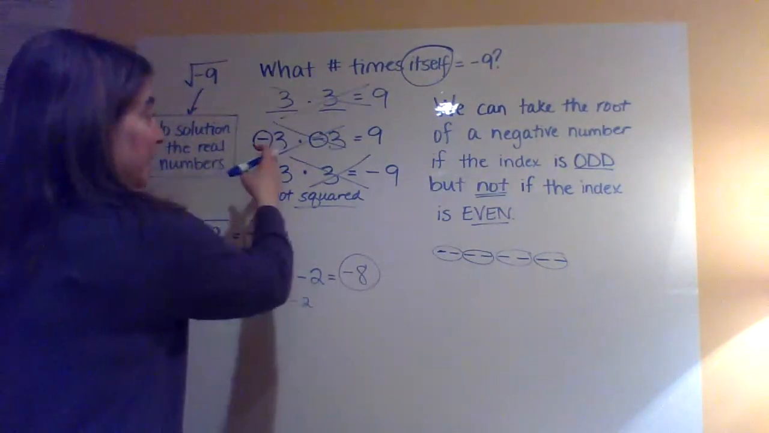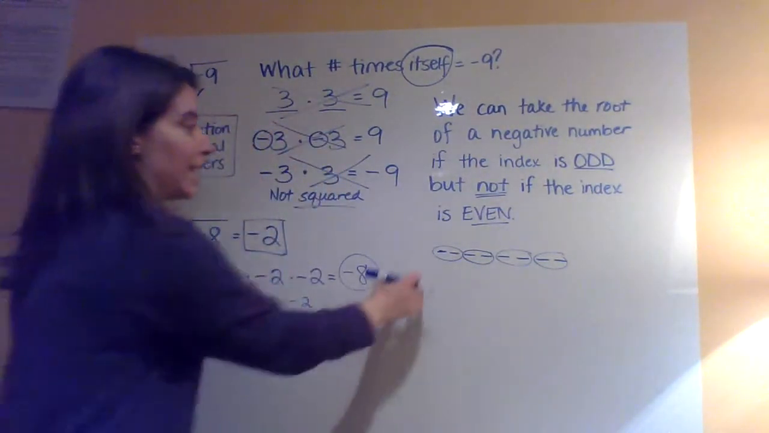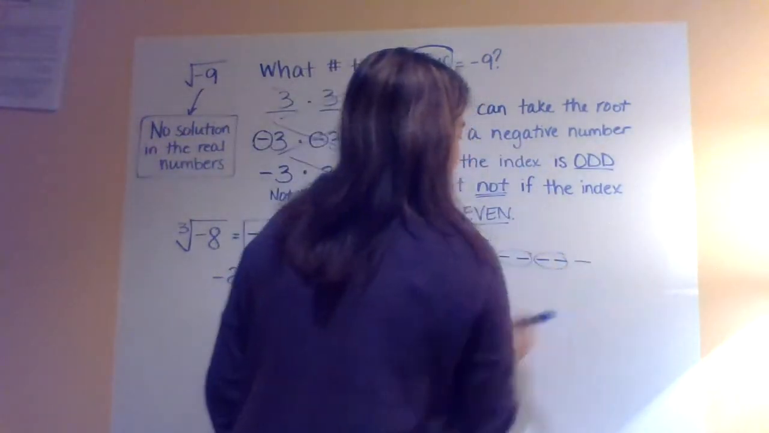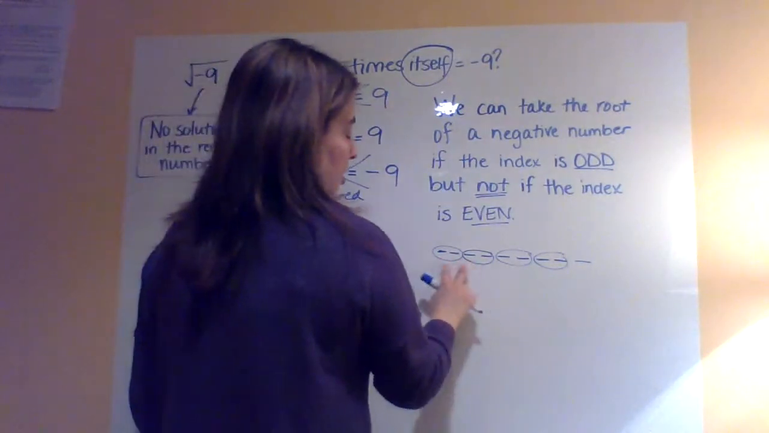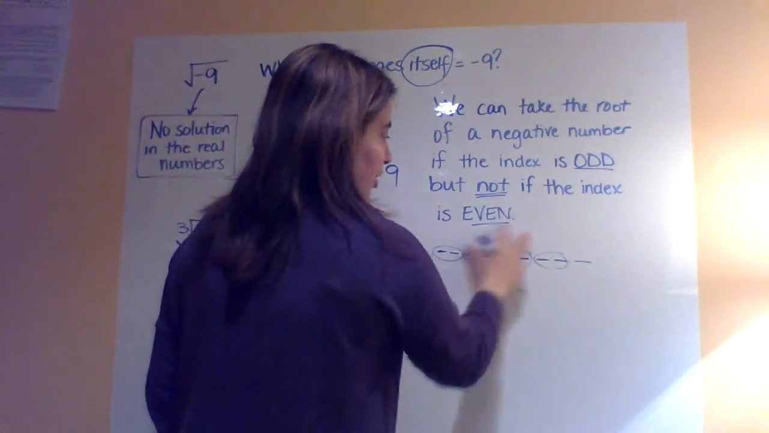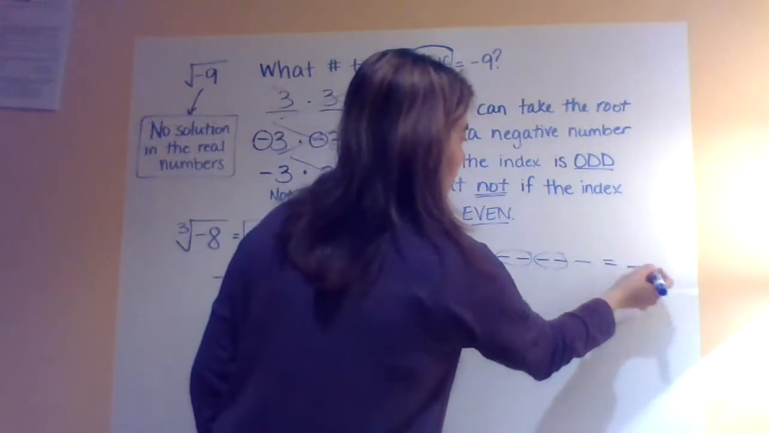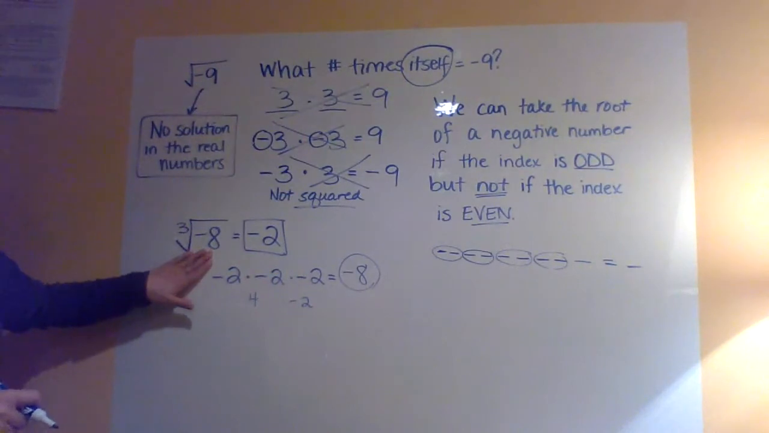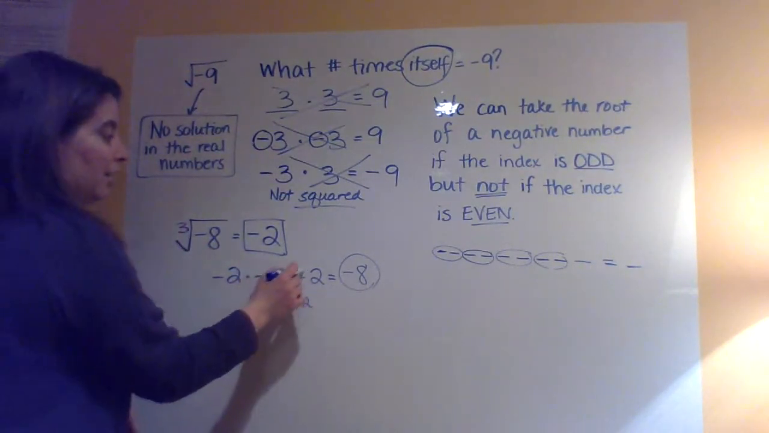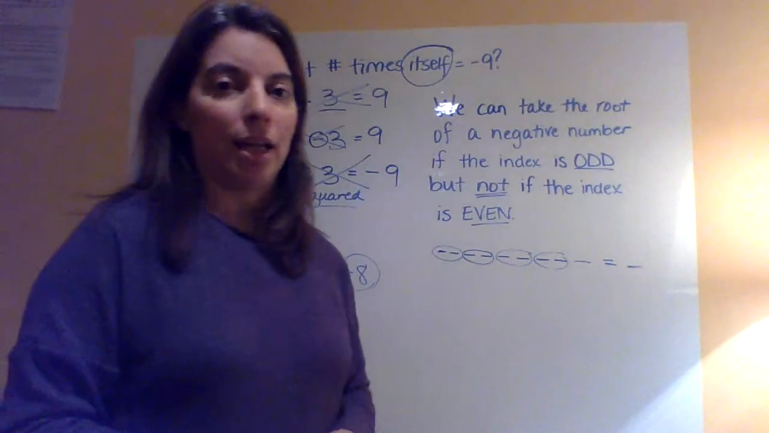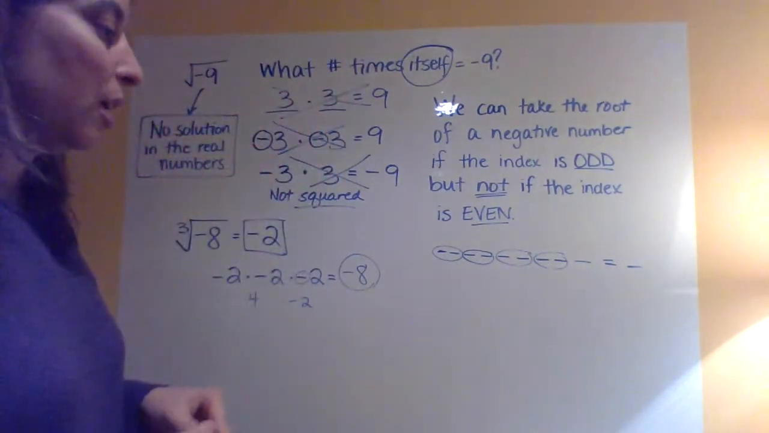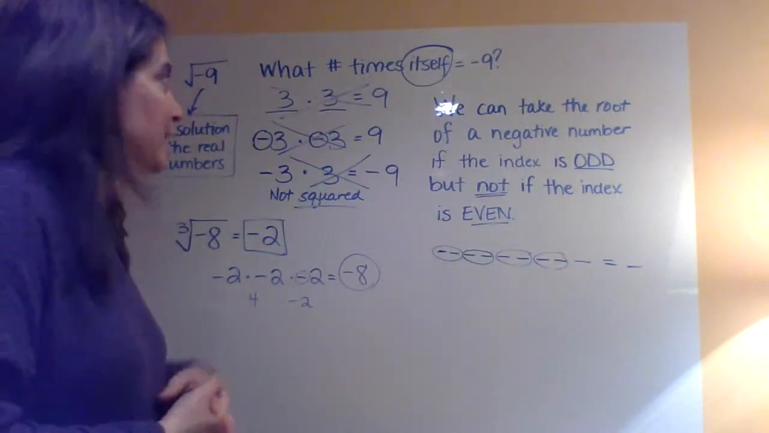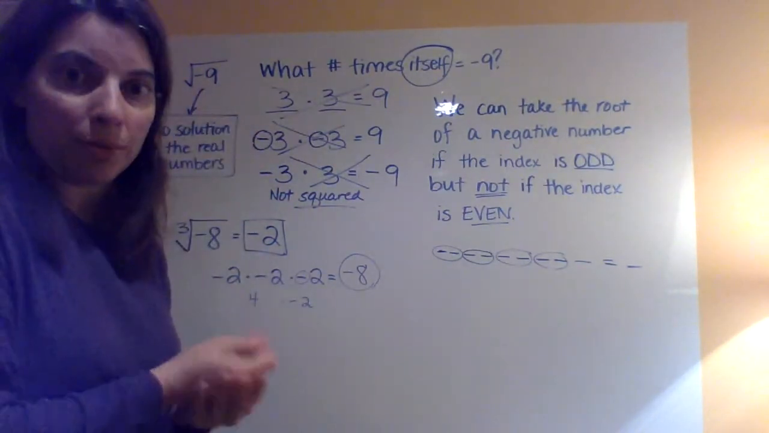So if I'm multiplying something an even number of times, I have an even index, I can never end up with a negative answer. But if I'm multiplying these an odd number of times, even positive, positive, positive, positive, positive times a negative is going to give me a negative. So if it's an odd number of times, then I can take the root of a negative number, because I'll have this negative at the end that flips everything back negative. So I can take the 5th root of a negative number, or the 9th root, or the 7th root. I cannot take the square root, or the 4th root, or the 6th root.